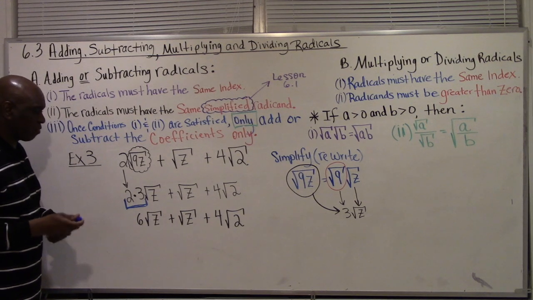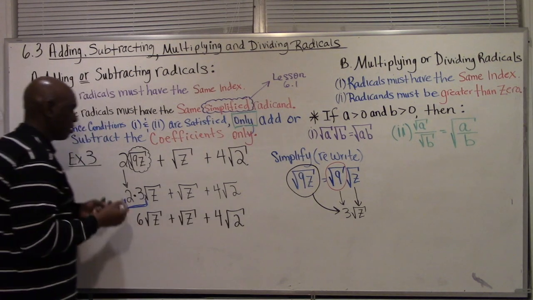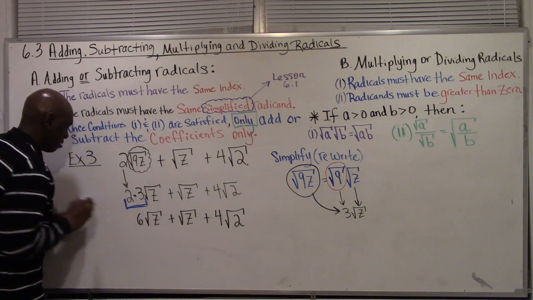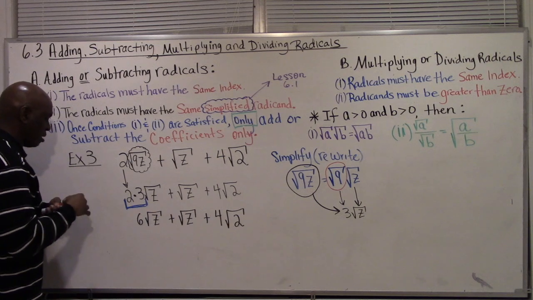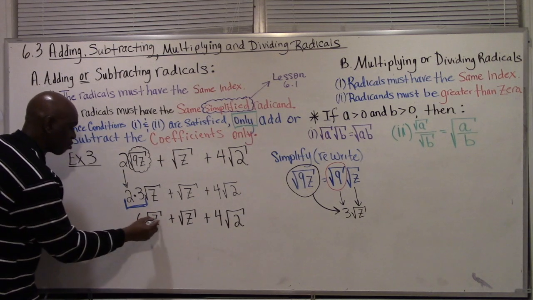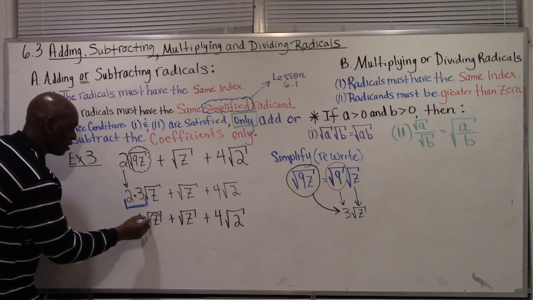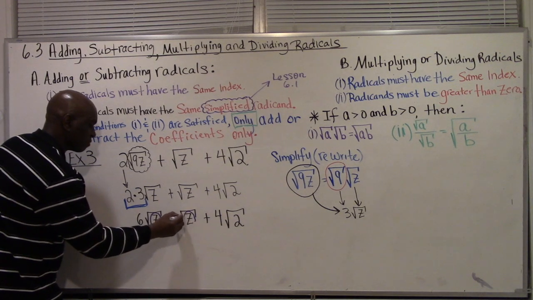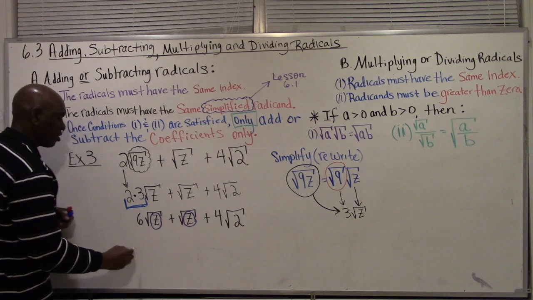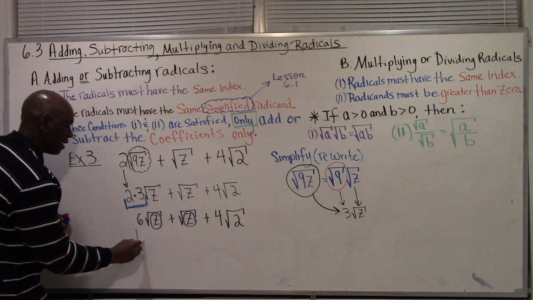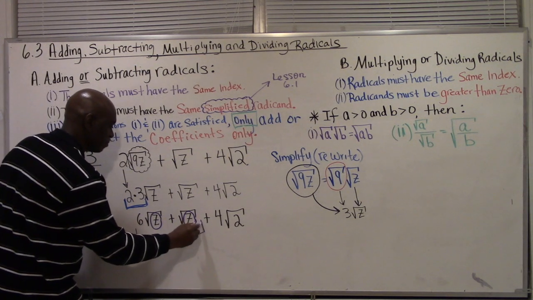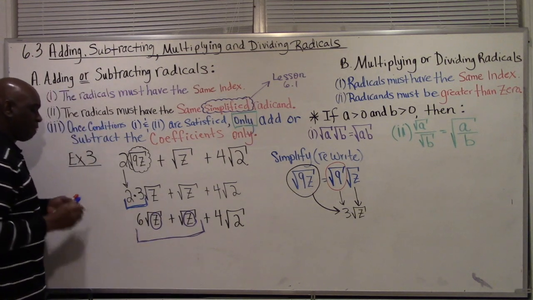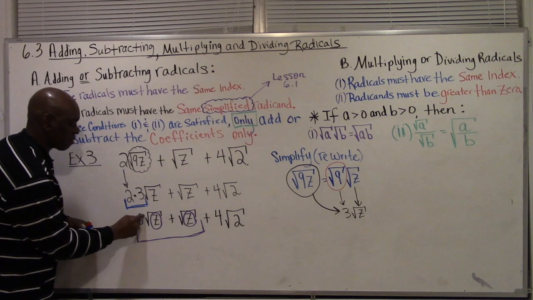Alright, well, we all have the same index. And now look at this. This radicand right here is Z, and this radicand is Z. So that means that these two are the same, because they have the same index.